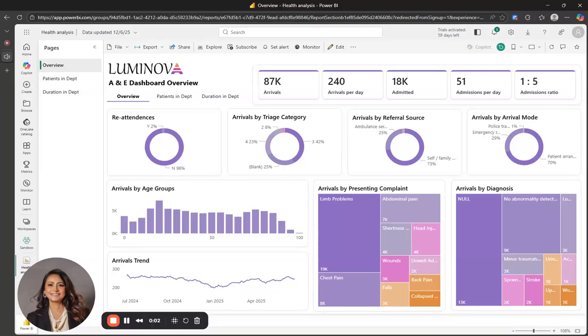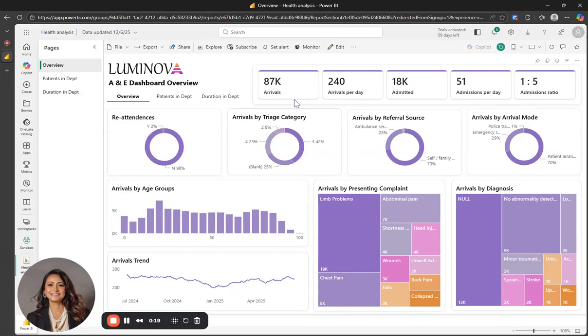Welcome to the A&E Activity and Performance Dashboard. This first page provides a high-level overview of patient demand, clinical activity, and key operational indicators across the emergency department.